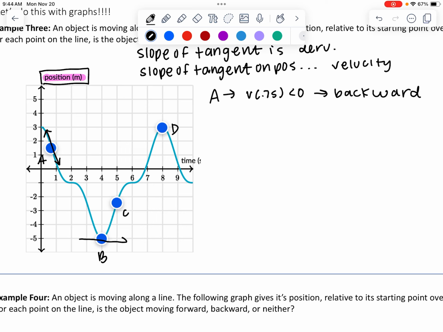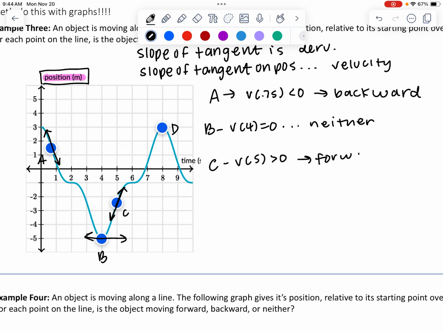And if I draw a tangent line at B to model this curve, that's just going to be a horizontal line. And so v of 4 equals 0. So neither. It's at rest. If I draw a tangent line here, I notice that the slope at 5 is positive. So the derivative at 5 is positive. And so this is going to be moving forward. And then again, the tangent line at D is a horizontal line. And so the slope at 8 equals 0. And so neither. That's how you would do these problems.